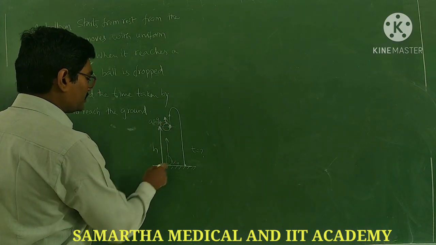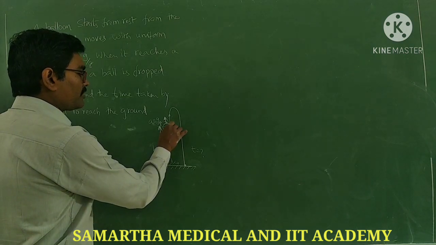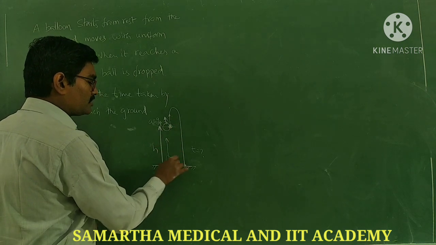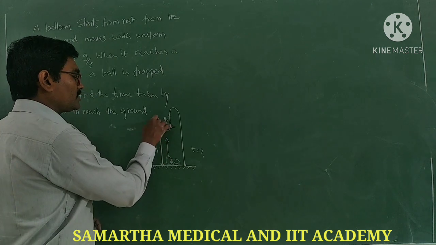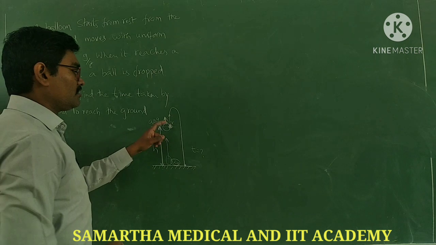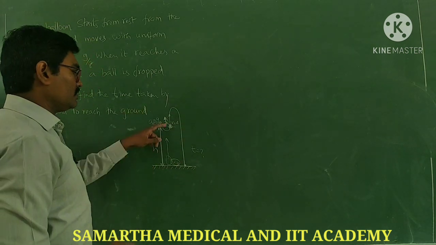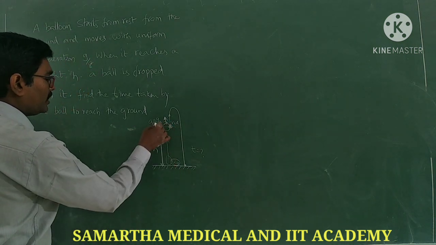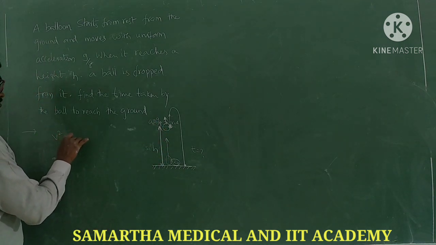What is the height it reached? What is the velocity with which it is released from the balloon? Initially its velocity is 0. When it has reached a height of h with an acceleration g by 8, its velocity changes to v. That v will be the initial velocity for the dropping body. How to calculate v? I know u is 0, s is given as h, and a is given. So from v square minus u square equal to 2as.